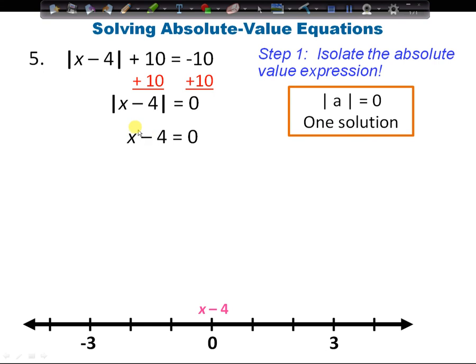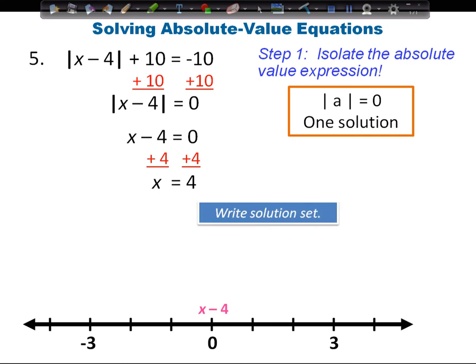So I'm going to set this up and say x minus 4 equals 0. Again, I don't want to split it, because positive 0 and negative 0, there's no such thing. 0 is just 0. So x minus 4 equals 0. I'm going to add 4 to both sides to get the x by itself, and x equals 4. So 4 is my only solution here. We're still going to write it as a solution set in our braces, or squigglies.